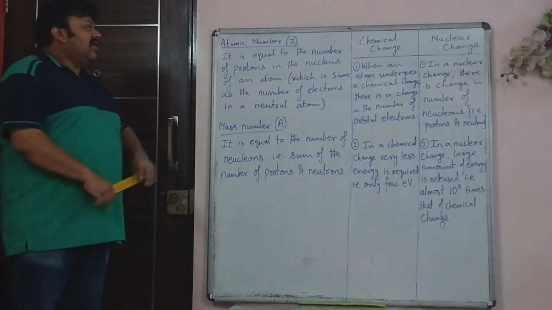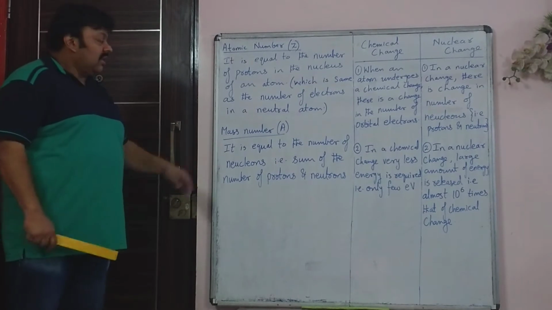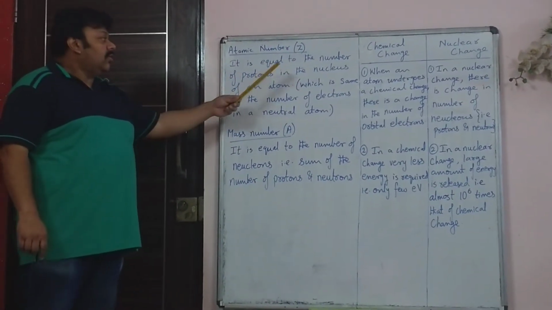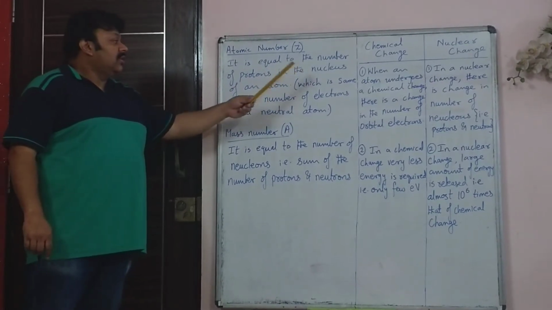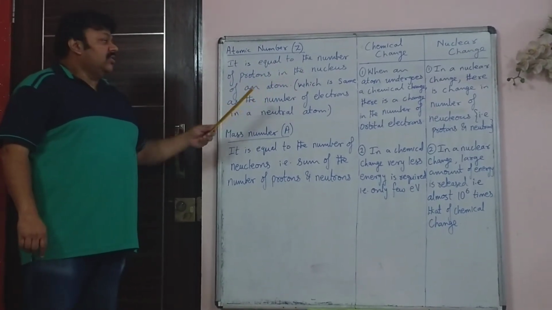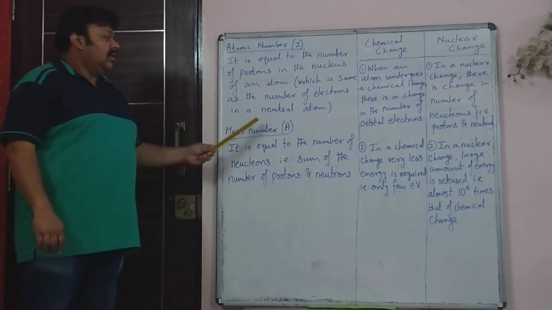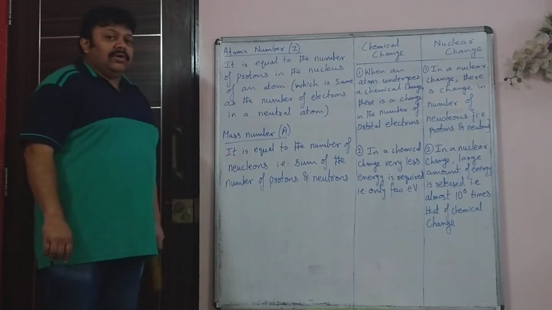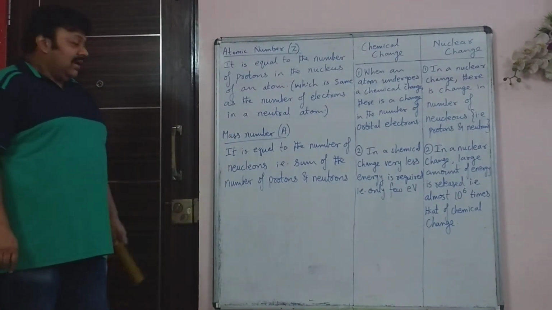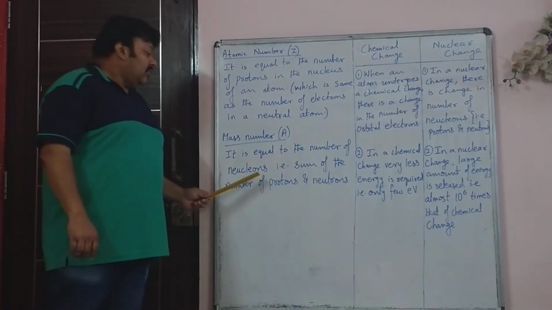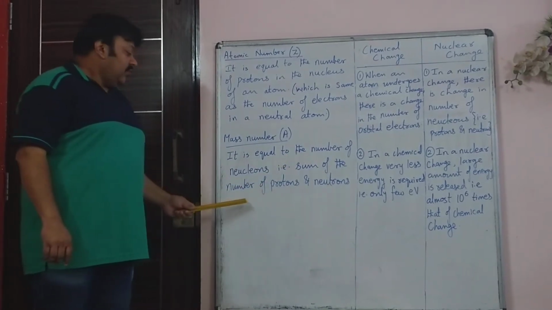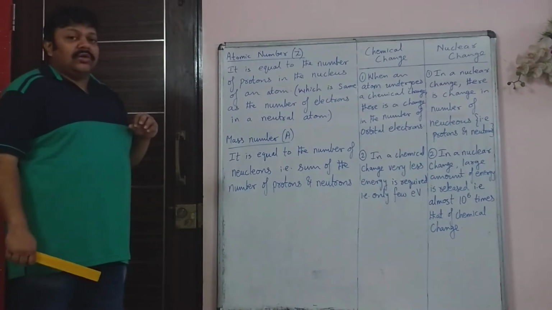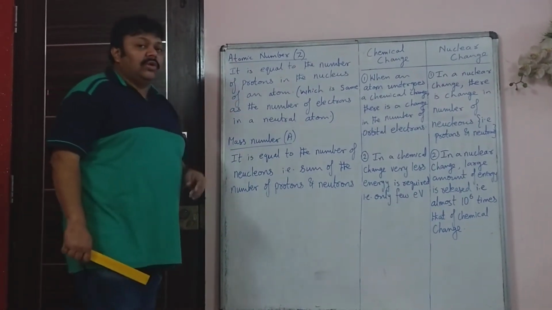Now we go on to see the definitions of atomic number and mass number. Atomic number, represented by Z, as I told you, is equal to the number of protons in the nucleus of an atom, which is also the same as the number of electrons in a neutral atom. That is the definition of atomic number. Definition of mass number: it is equal to the number of nucleons, that is the sum of the number of protons and neutrons.